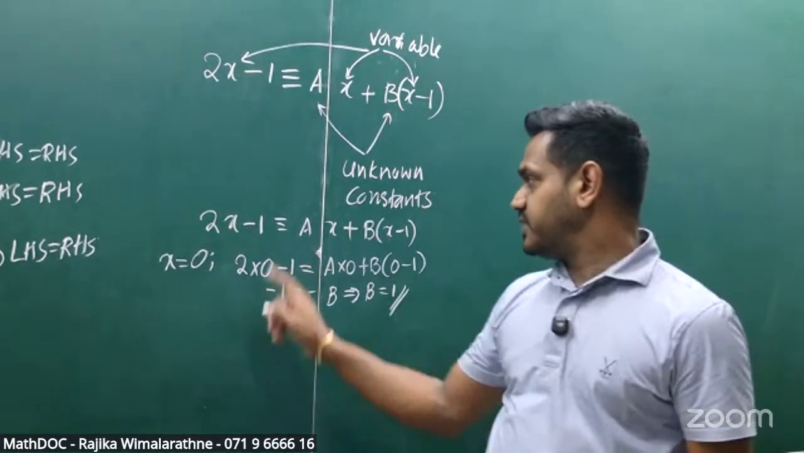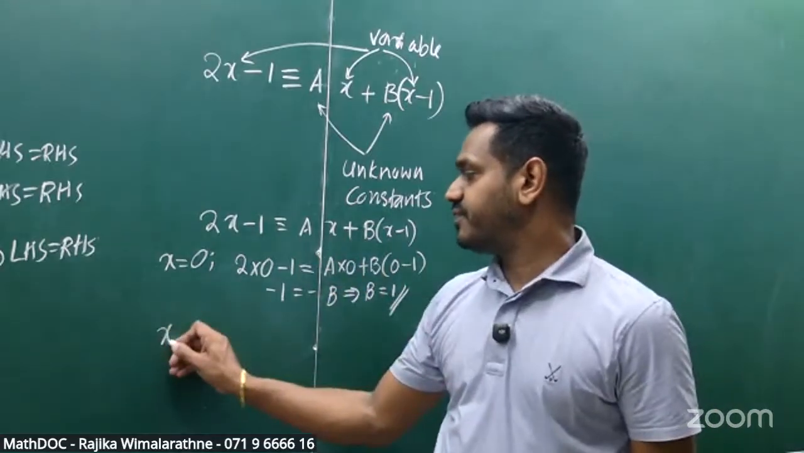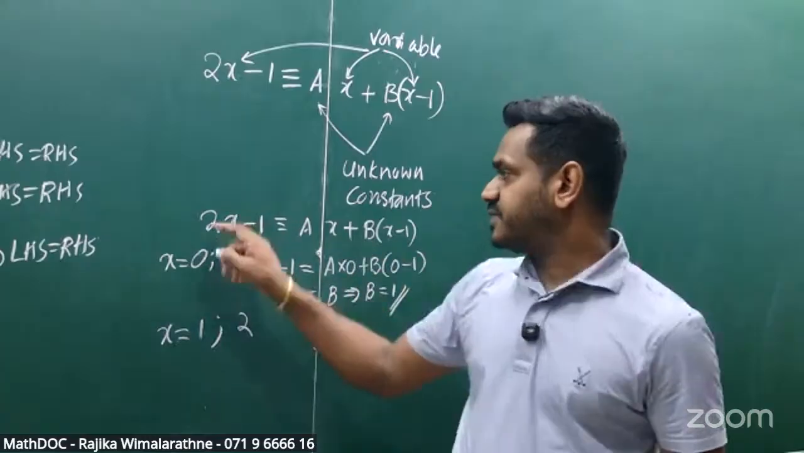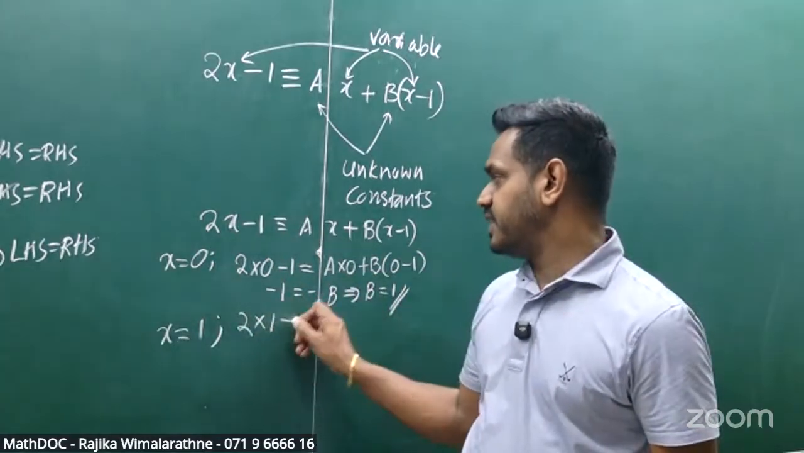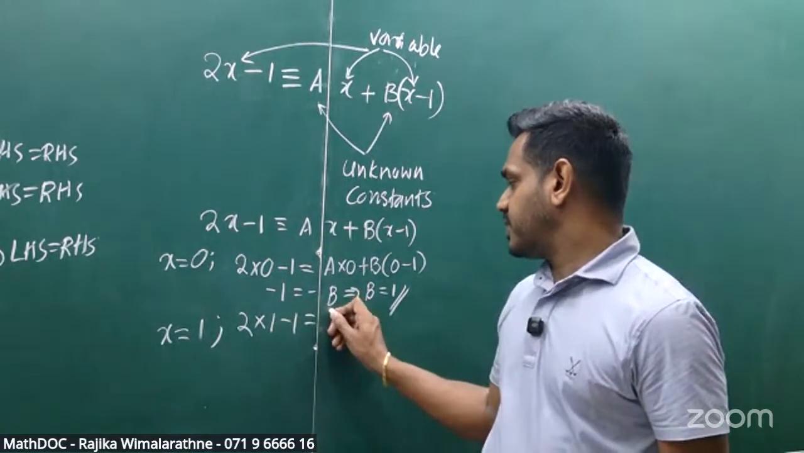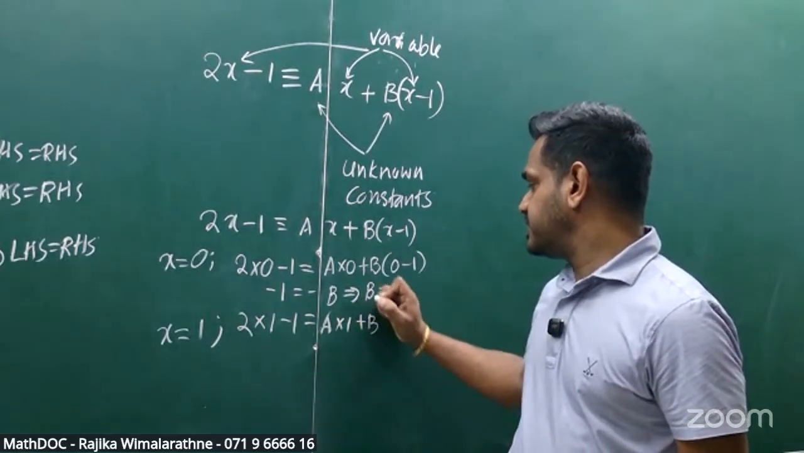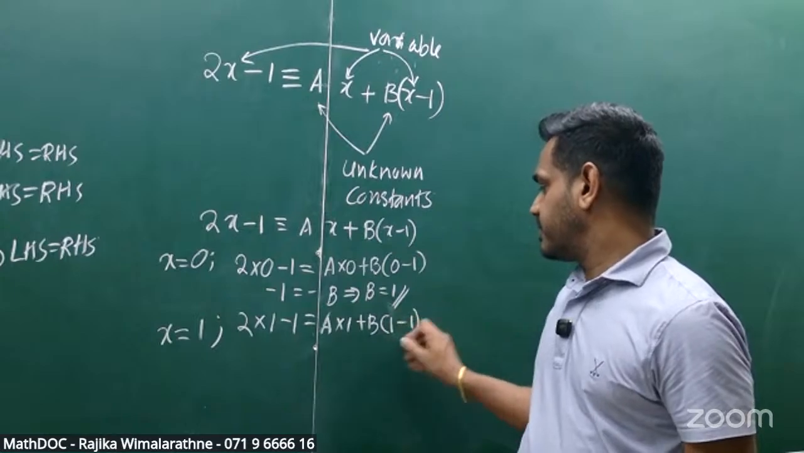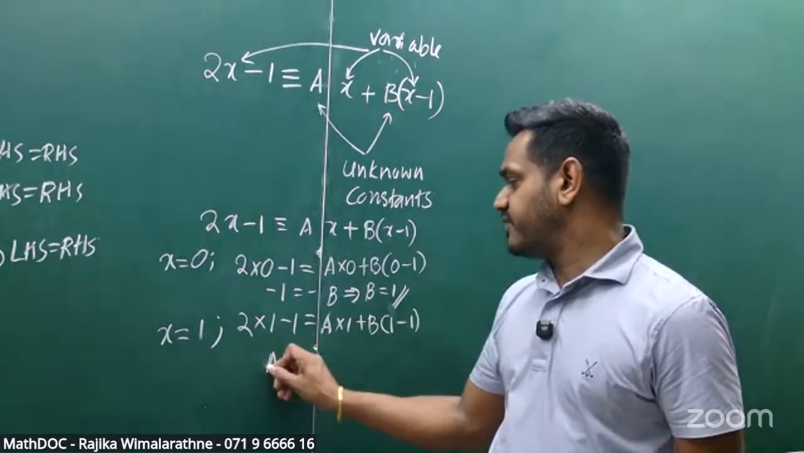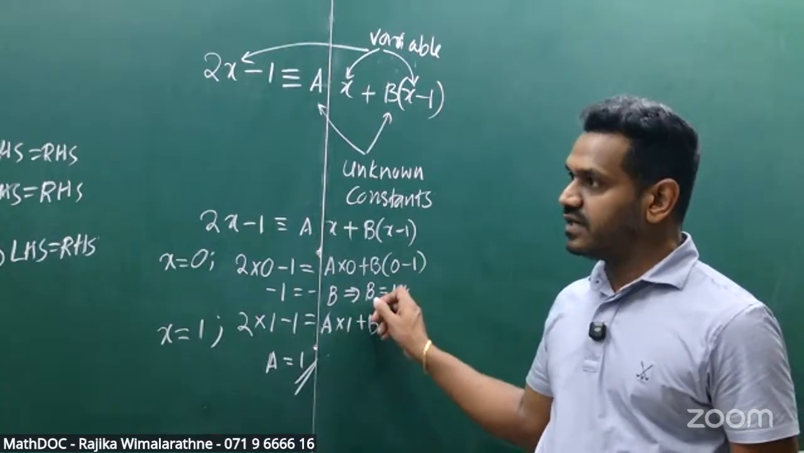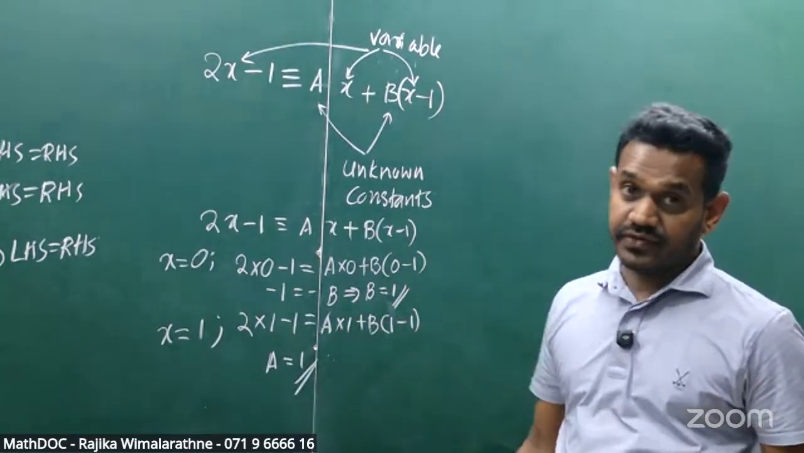Similarly, take x equals 1. Substitute 1 in the expression: 2 times 1 minus 1, and a times 1 plus b times 1 minus 1. Then this part is 0, so the value of a is 1. Finally a is 1 and b is 1. These are the unknowns. Likewise, you can find unknowns.